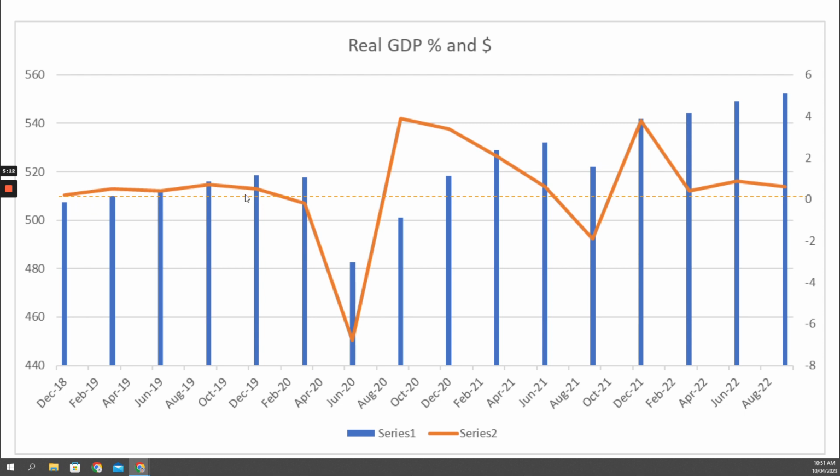Okay, this dotted orange line here is our growth rate, and the growth rate is on the right-hand side of this graph. Over COVID, we had a big drop in GDP. You can see here it was about 520 billion. It went all the way down to 480, and that's going to result in a negative growth rate. So if we look over here on the right-hand side, it was negative 7% growth in real GDP.